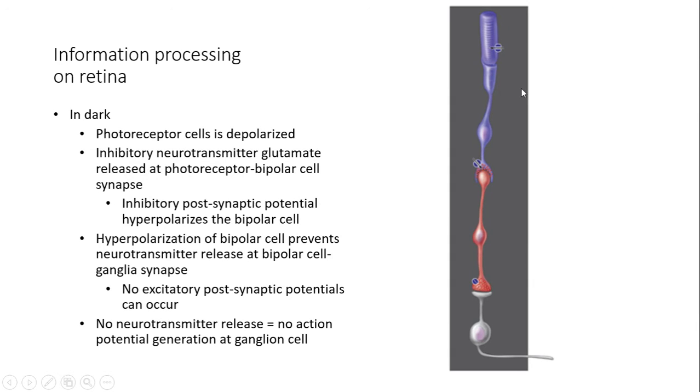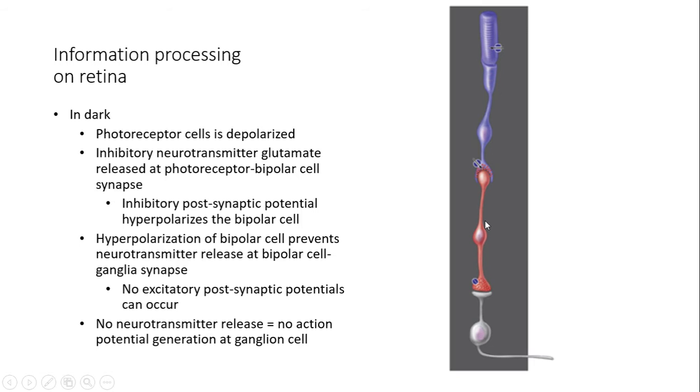Now, if the rod becomes depolarized, then it sends its graded potential down along, and it's going to open these voltage-gated channels over here, the calcium channels specifically. If calcium comes in, it's able to release its neurotransmitter, which is glutamate. So the inhibitory neurotransmitter glutamate is released at the photoreceptor-bipolar cell synapse. This is the synapse at that level. And remember, the glutamate is inhibitory, so this will hyperpolarize the bipolar cell.